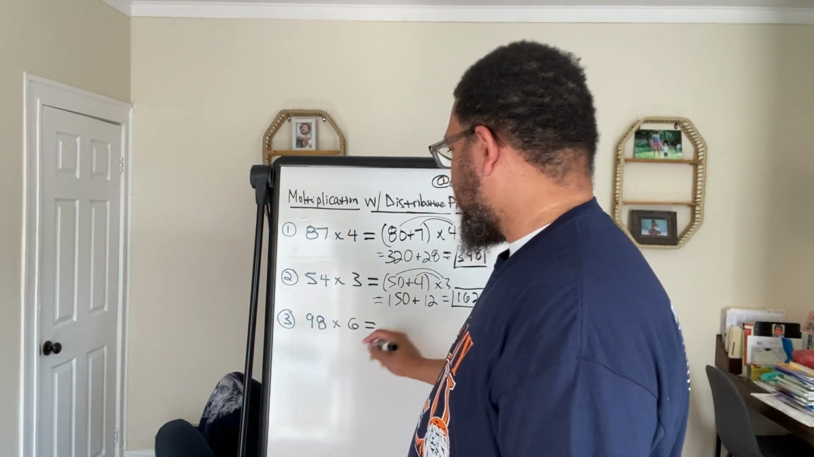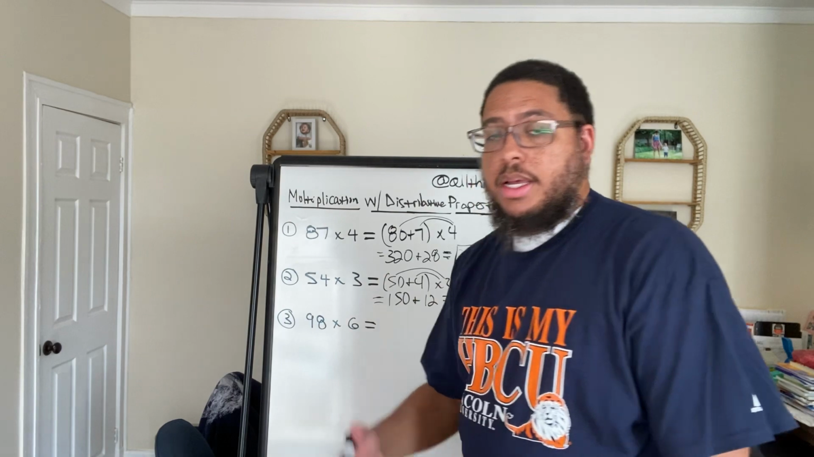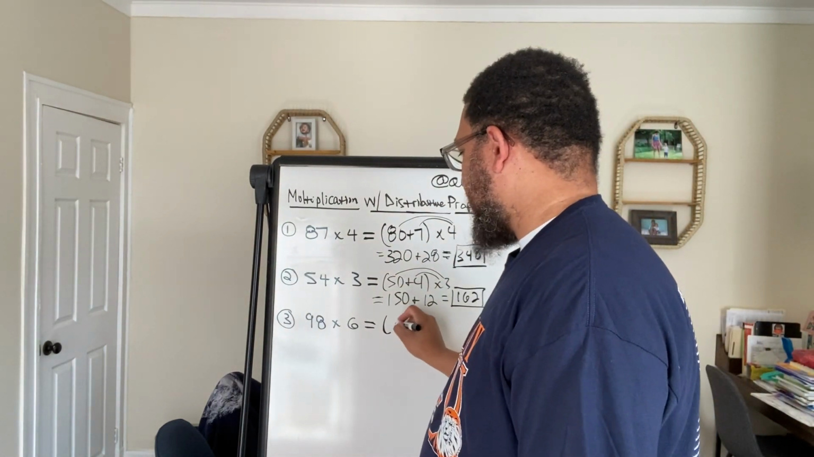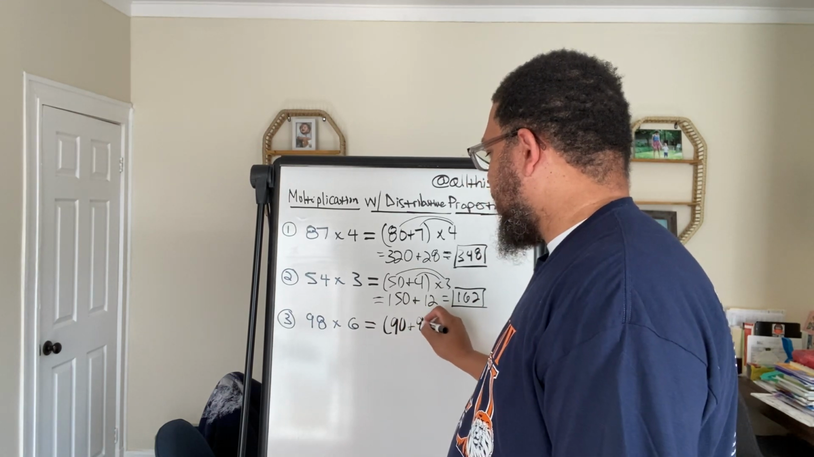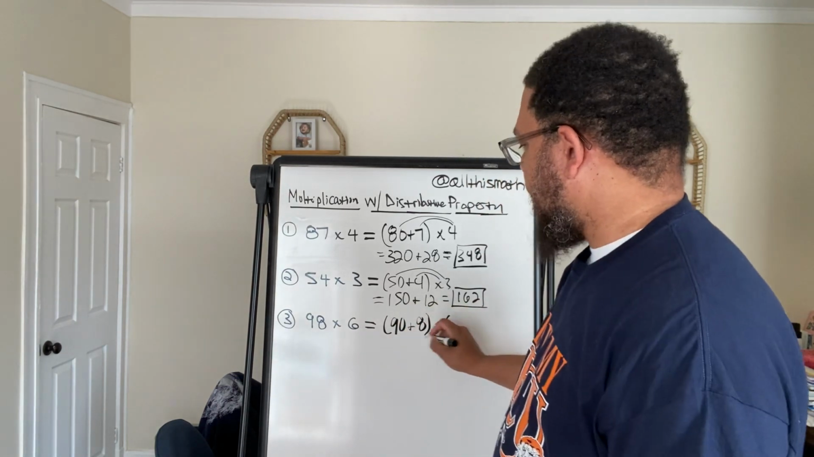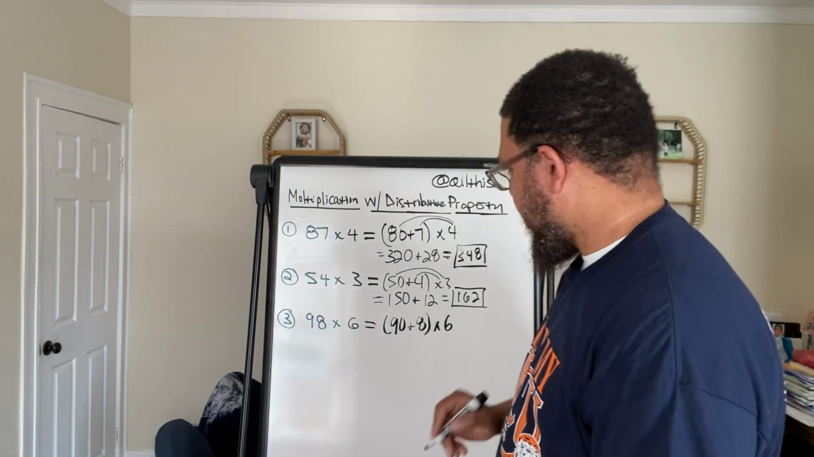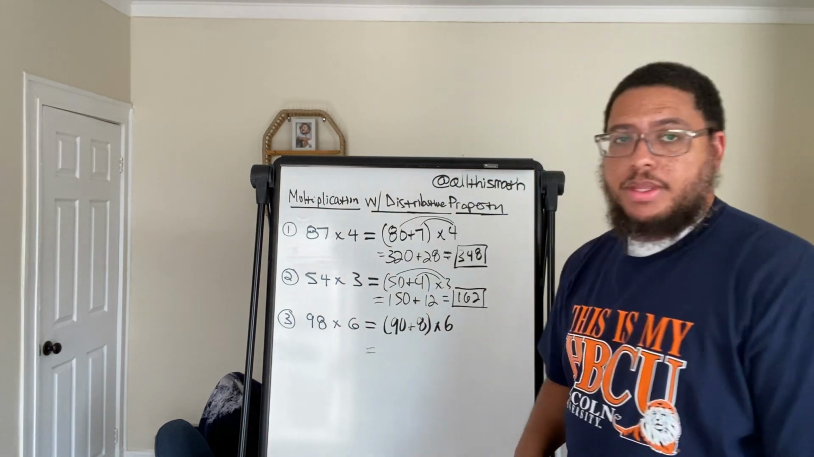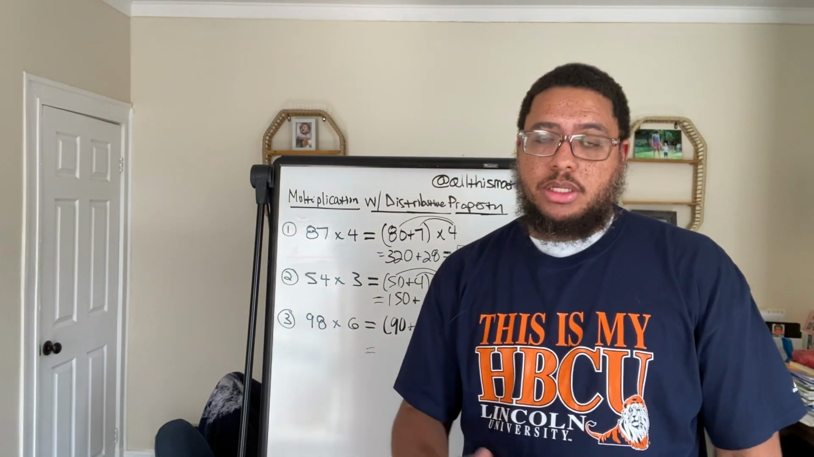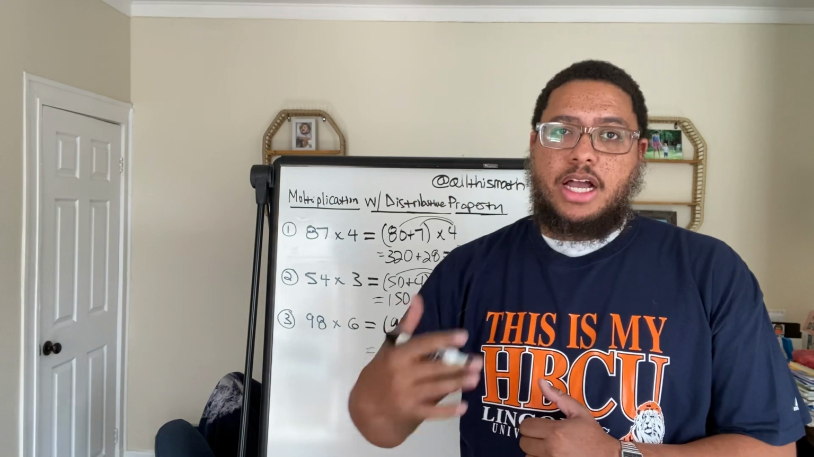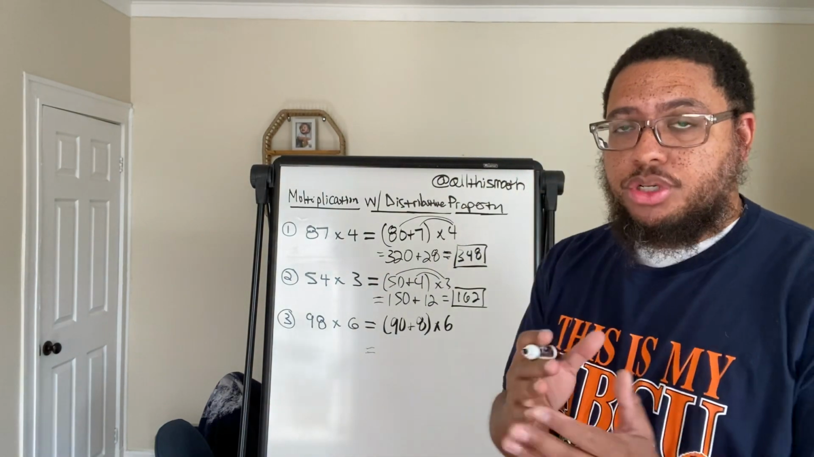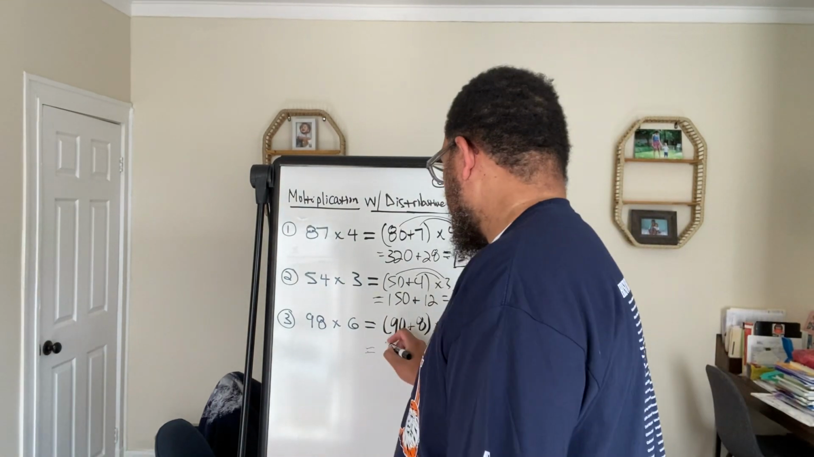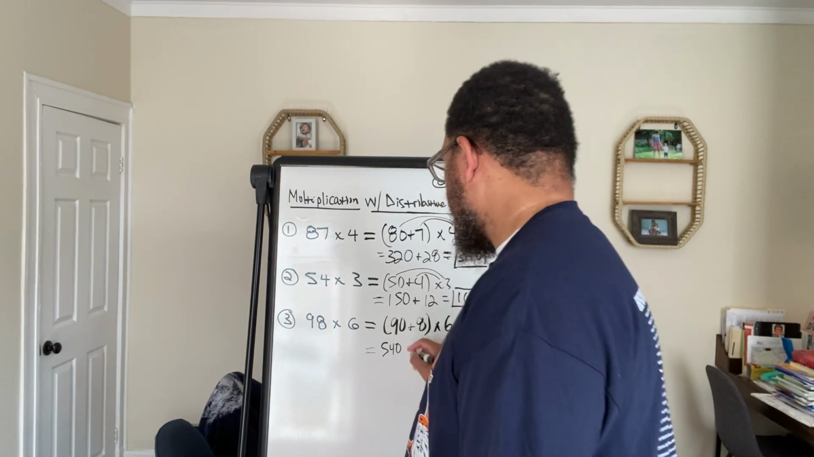So we got 98 times 6. So I'm going to break 98 down into 90 plus 8. Now, normally I would do this in my head, but I'm writing it down to show you what it looks like. So 90 plus 8 times 6, right? Okay. Now we got 90 times 6. That's the same thing as saying 9 times 6 with a 0 attached to it. Make sure you know your multiplication facts. 9 times 6 is 54. 54 with a 0 attached to it is 540, right?